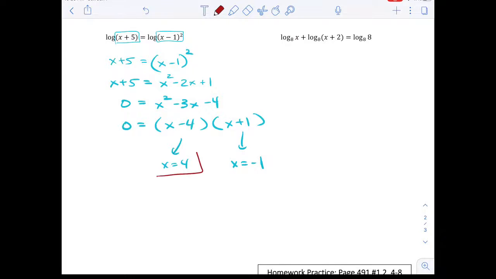And then we have to check, do these answers work? x is equal to 4. Yes, it's okay in that first one because that would make it log 9. So that one's good. x is 4 works for the second one because it will be 4 take away 1, which is 3, squared, which is 9. I can have log 9. That's fine too. So that first one works out perfectly.